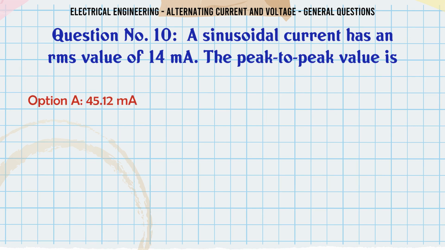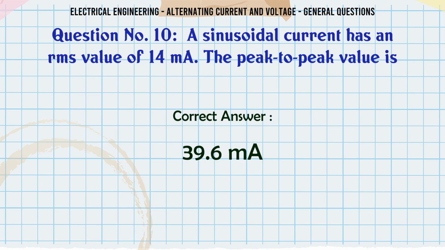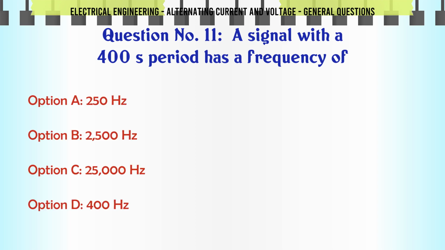A sinusoidal current has an RMS value of 14 mA. The peak-to-peak value is A, 45.12 mA, B, 16 mA, C, 39.6 mA, D, 22.6 mA. The correct answer is 39.6 mA.